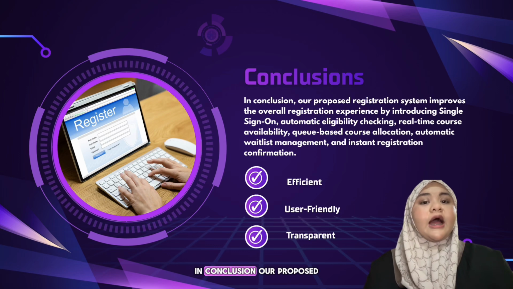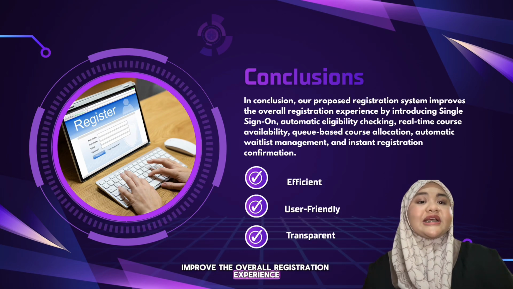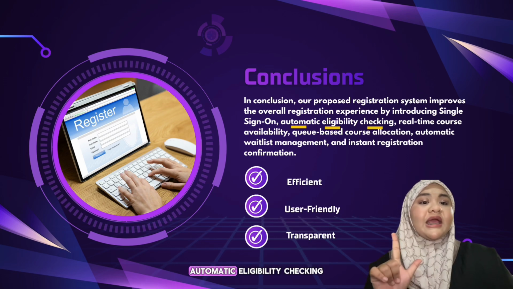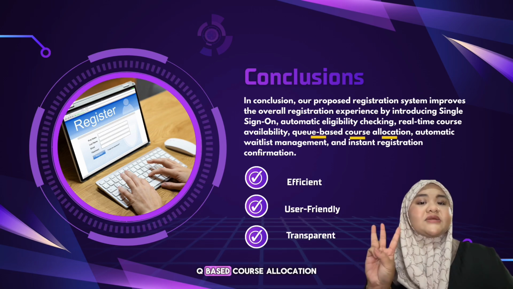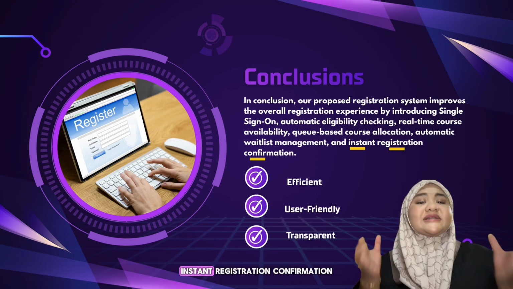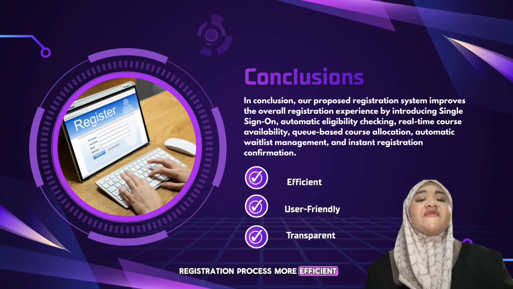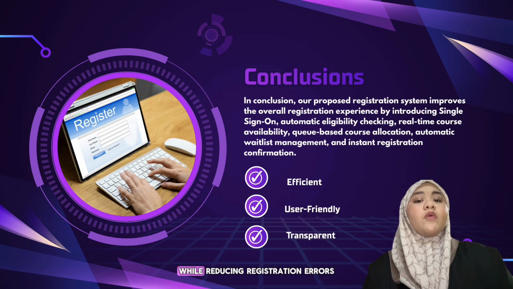In conclusion, our proposed registration system improves the overall registration experience by introducing single sign-on, automatic eligibility checking, real-time course availability, queue-based course allocation, automatic waitlist management, and instant registration confirmation. These enhancements make the registration process more efficient, transparent, and user-friendly for UiTM students while reducing registration errors and system congestion.